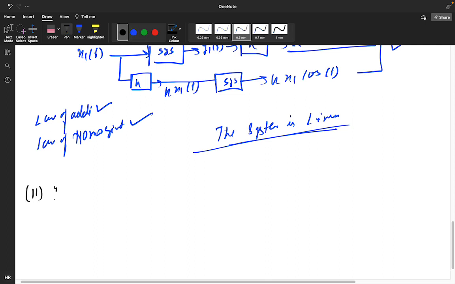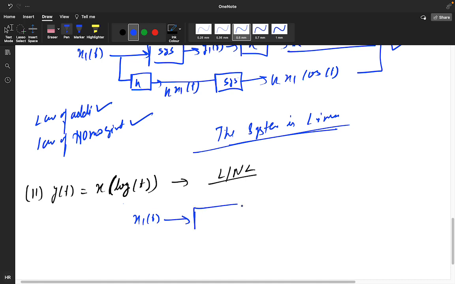Second question is y of t is equal to x log t. Okay, x log t. So you have to say whether this is linear or not linear. Check the additivity principle. So what is the system doing? If you put x1 of t, the system is replacing t with log t. So y1 of t you are getting x1 log t.